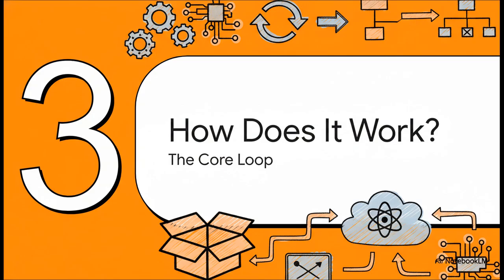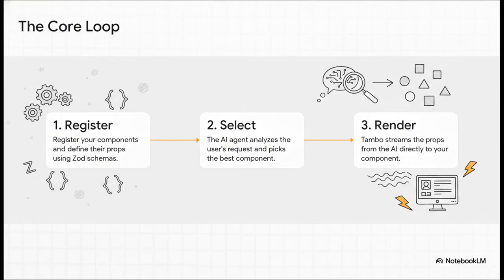Okay, the concept is awesome, but how does this all actually work under the hood? Let's break down the mechanics. You'll see it's surprisingly straightforward. It all boils down to a simple 3-step dance. First, you tell Tambo about your React components, and you define the data they need using Zod schemas. A schema is basically a contract. It tells the AI exactly what kind of props your component needs to work, like this needs a title string or this needs an array of numbers. This is how the AI learns to speak your component's language.